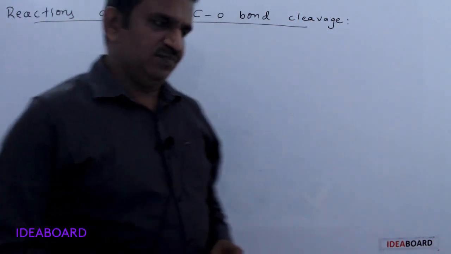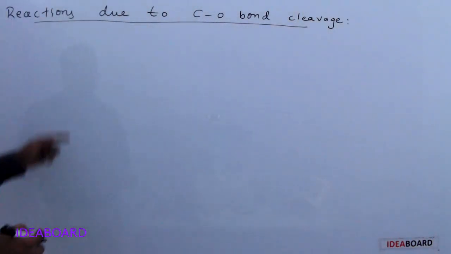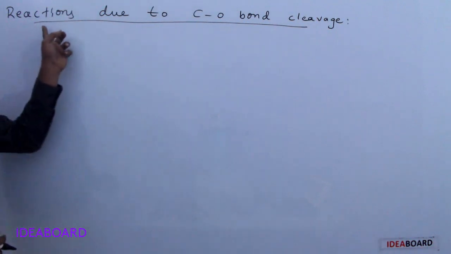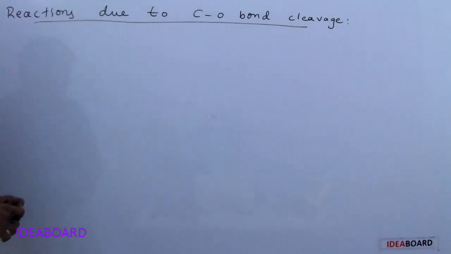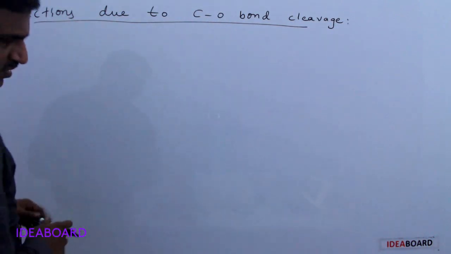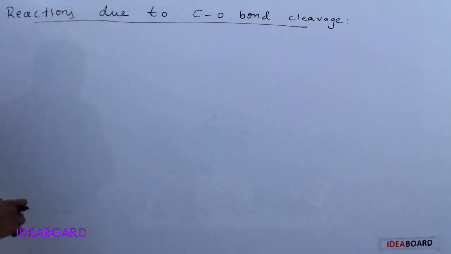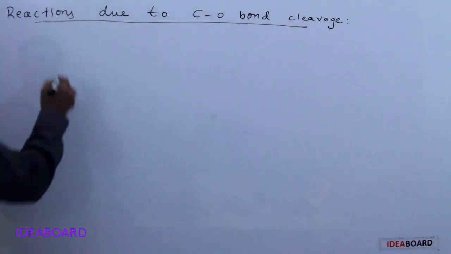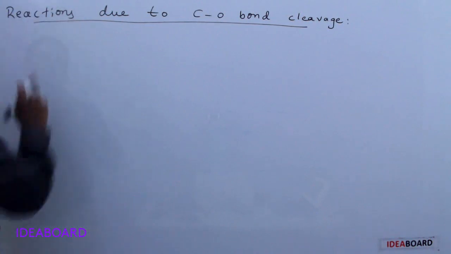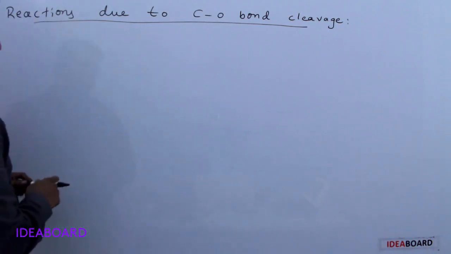Hi students, today we will discuss the reactions due to CO bond cleavage. Yesterday we saw the OH bond cleavage reactions, that is, the acidic nature of alcohols and the acidic nature of phenols. The next topic is reactions due to CO bond cleavage.